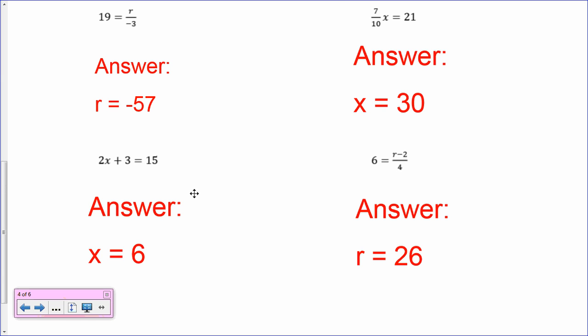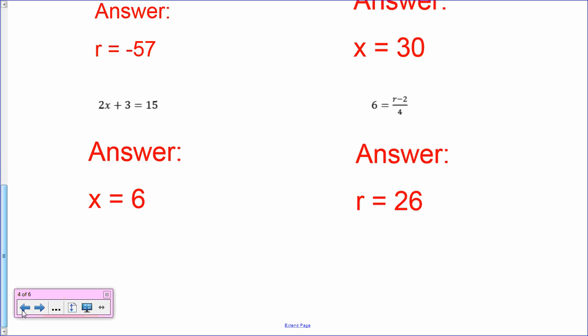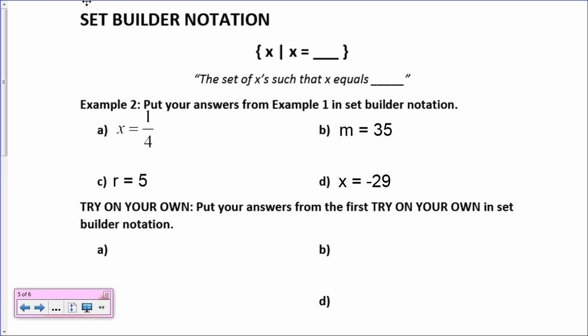Okay, so if you didn't get these right, make sure you review your work again, just to make sure. See if you can find your own mistake. If not, you want to go over it in class, put a little star next to it and make sure you raise your hand when I ask if there's any questions on the notes. Okay? Moving on. So, set builder notation, something we need to know.